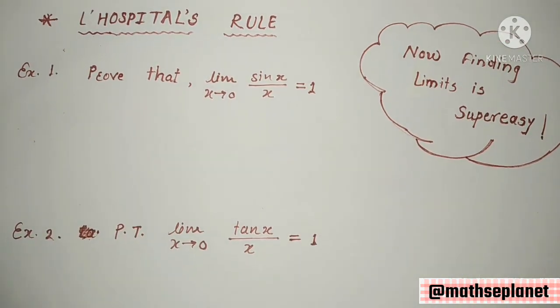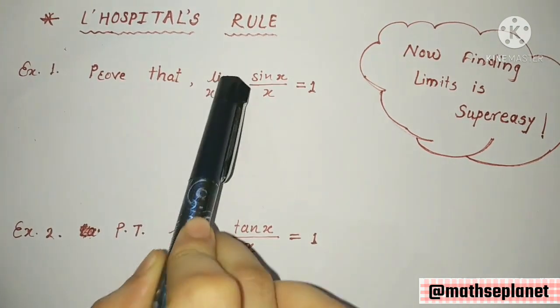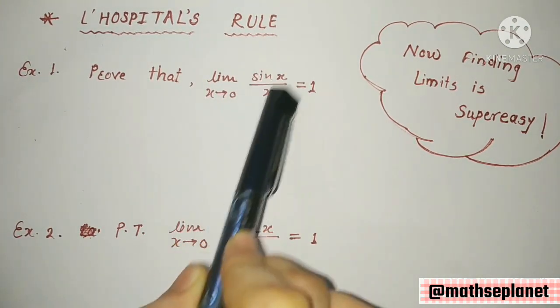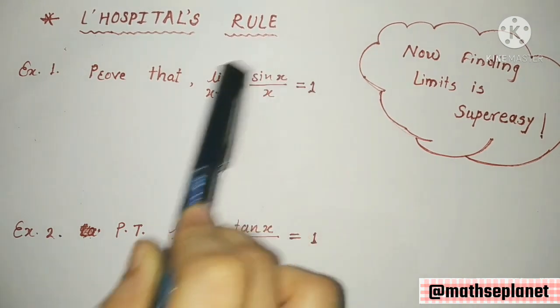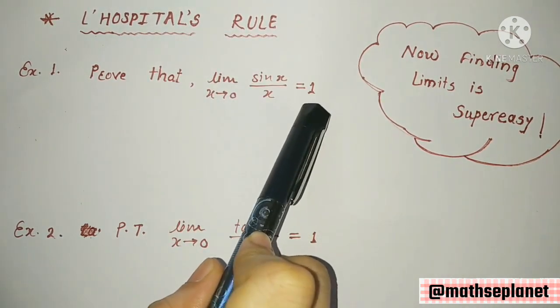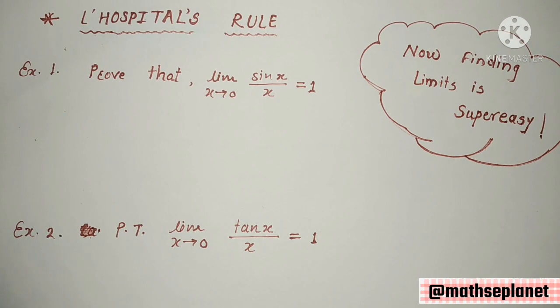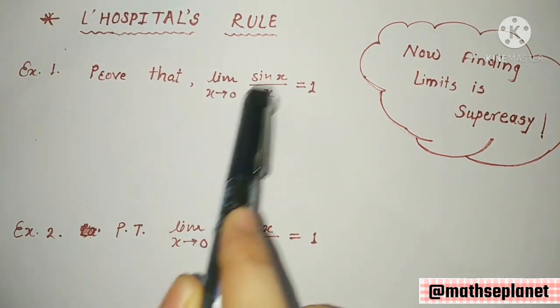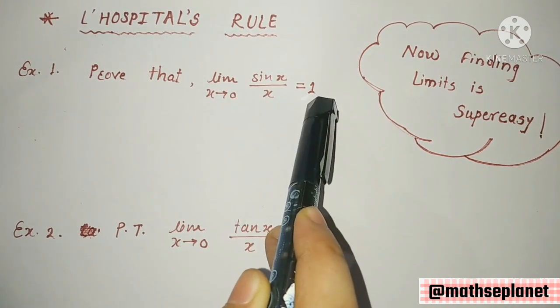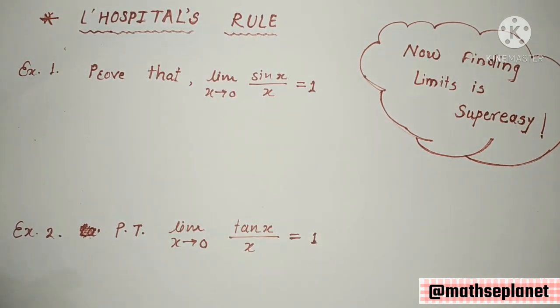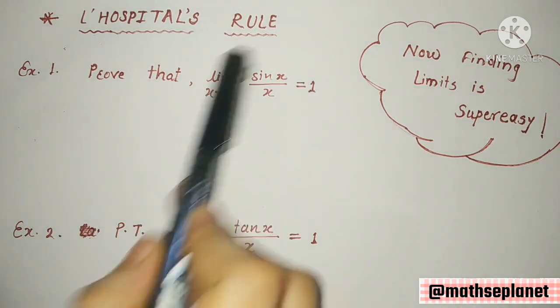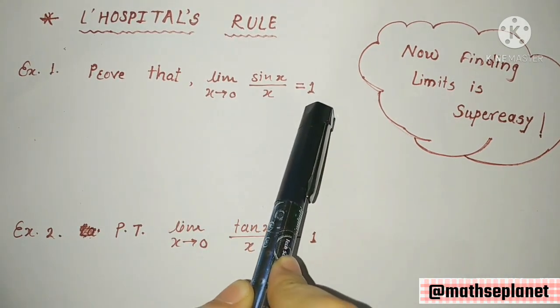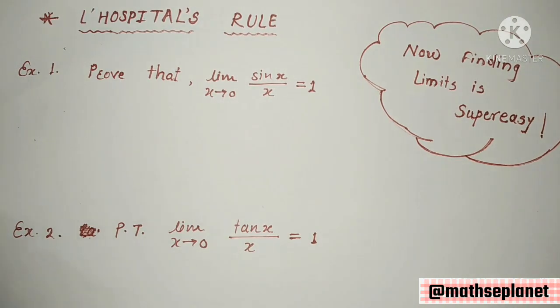The first example is: prove that limit x tends to 0 of sin x upon x is equal to 1. This is a very famous formula from limits, and all of you know that the value of limit x tends to 0 of sin x upon x is always 1. But why? Today we are going to prove why this value is 1, using L'Hopital's rule.